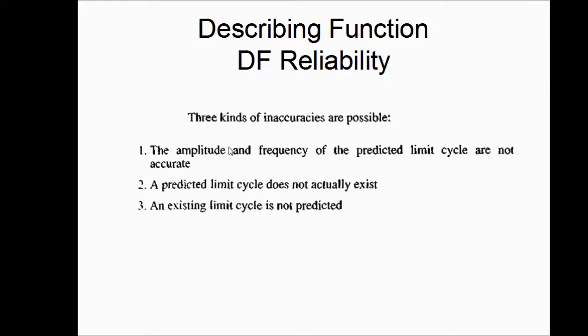The describing function method for detecting the occurrence of limit cycles is an approximate method. There are three kinds of inaccuracies possible. The amplitude and frequency of the predicted limit cycle may not be accurate. A predicted limit cycle may not actually exist. An existing limit cycle may not be predicted.